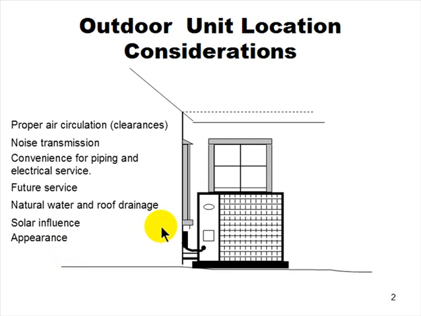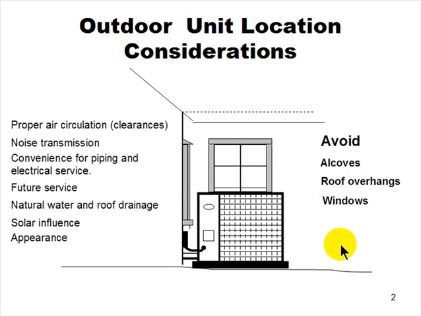Appearance. That should be the customer's call. This is number one to them; to me, I don't care. I'm going to tell you where it should go, and if you want to put it someplace else, fine. But don't mount it on the front porch, of course, and don't put it in the front of the house, all right? Avoid alcoves, inside corners like this one. When air moves into an alcove, it becomes dead, it stops, and you don't get good airflow over this coil like you want. Roof overhangs, of course, and windows because of noise.